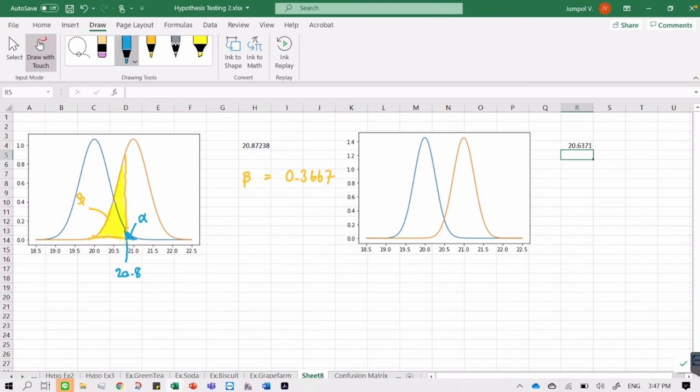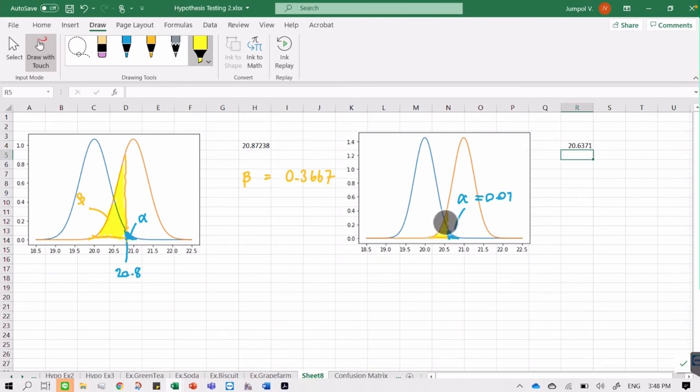Okay, 20.6 is gonna be around here, right? So basically it's gonna be the same size as the left graph, but you can see that what reduced is the size of beta, right?